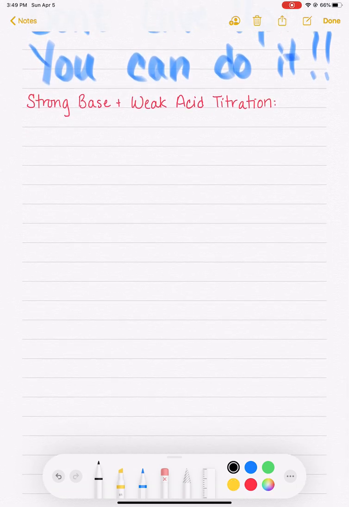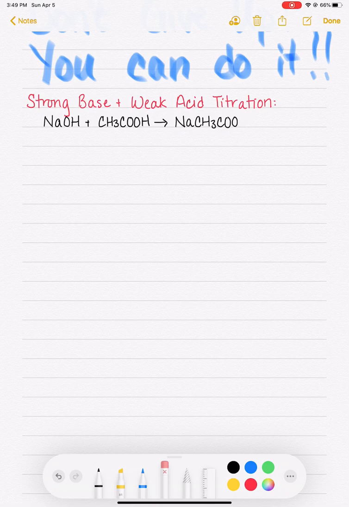With a strong base, weak acid titration, let's consider our strong base NaOH, and for a weak acid, let's use CH3COOH. That's a good weak acid. And when these two react together, the products of this reaction are NaCH3COO and H2O.